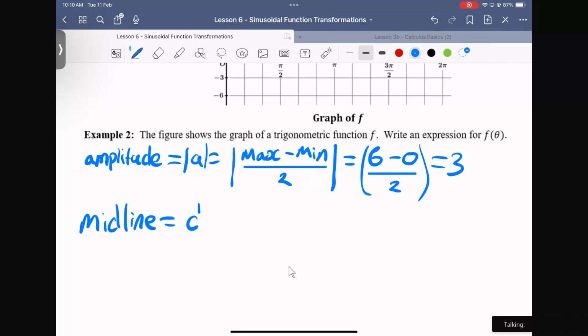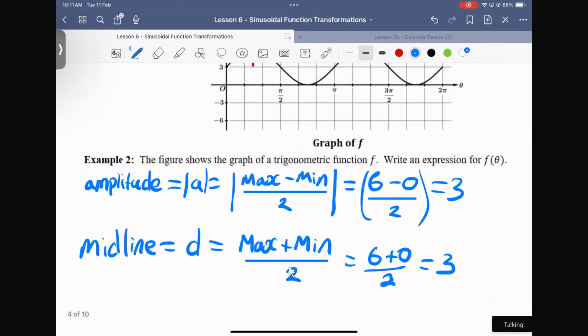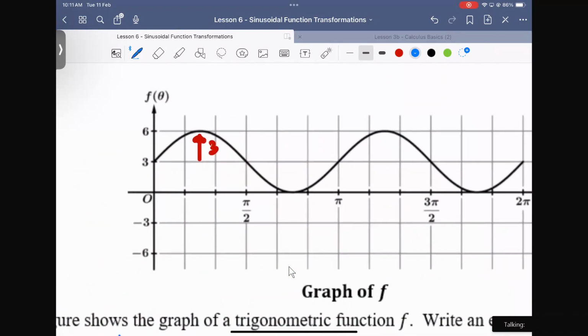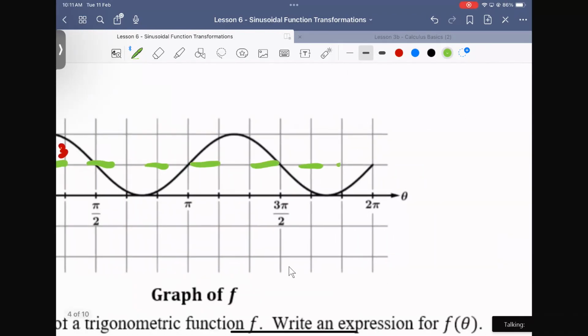The midline is equal to D. This one is going to be the average of the maximum and the minimum, which is going to be 6 plus 0 over 2, which is going to be 3 in this case. We can see it in this one. It's not difficult to see. It's going to give us this line here. We can see the midline in this case at y equal to 3.